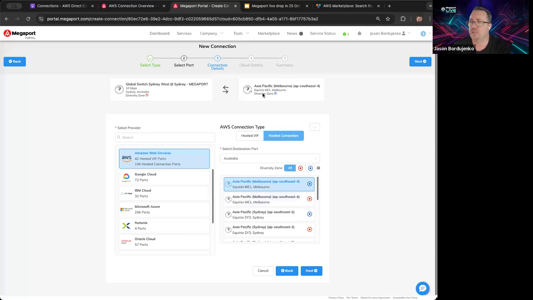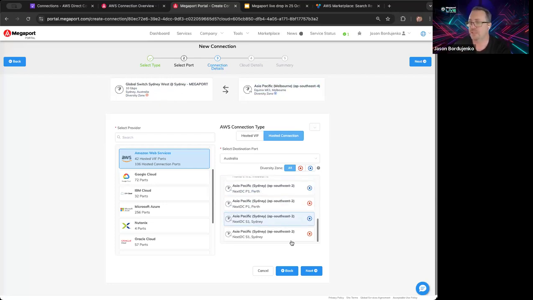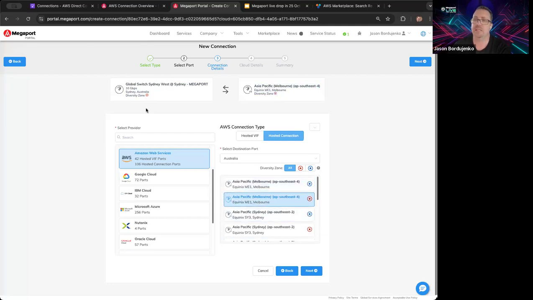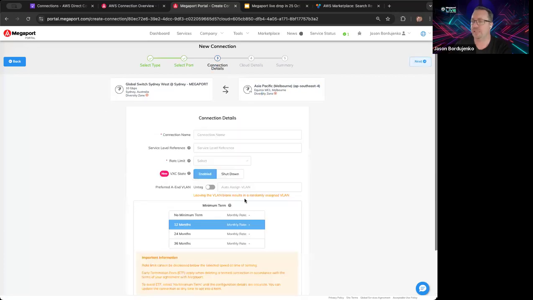This particular customer is actually wanting to stretch out into the Melbourne region, which is AP Southeast 4, and that is also supported. Now, I have mixed diversity zones here. That's not really going to cause me a problem because we're in 2 different metros. If I was doing it Sydney to Sydney, I would be trying to match that just to give me that little bit extra diversity. So it's no harm to do so, and you'll see that come up when you're presented with a port, an MCR, or an MVE.